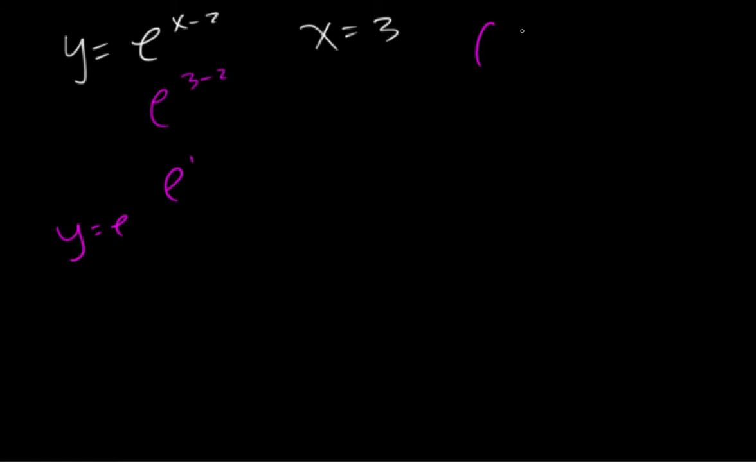Okay, the next one, find the equation of the normal of y equals e to the x minus 2 at the point where x equals 3. So we're going to walk through it pretty much the same way as that last one. Plug in 3. So that's just e to the 1. So y is equal to e. So the point of contact is (3, e).